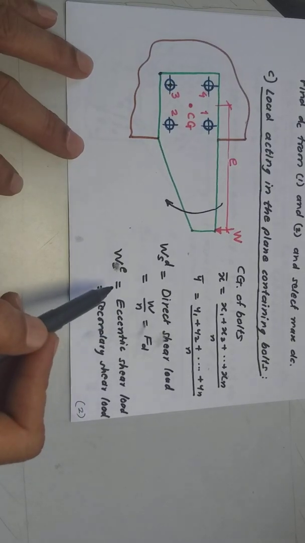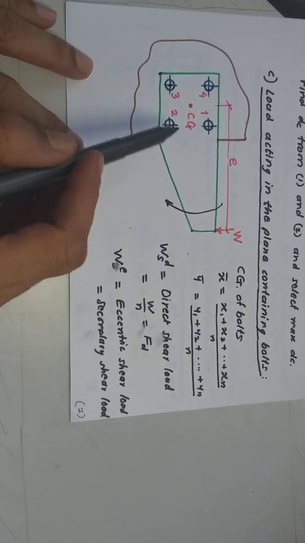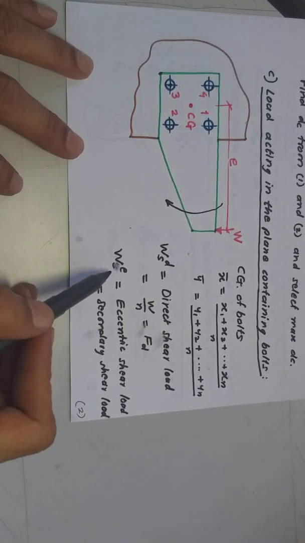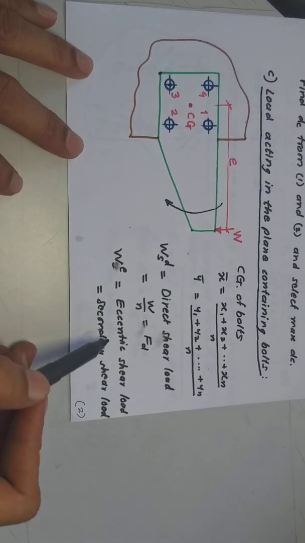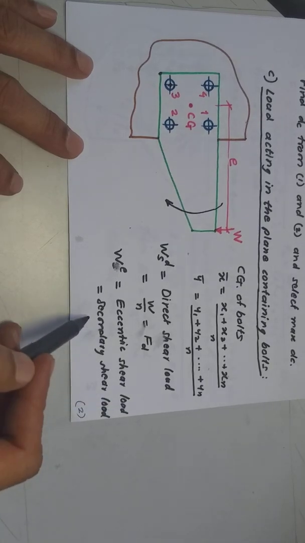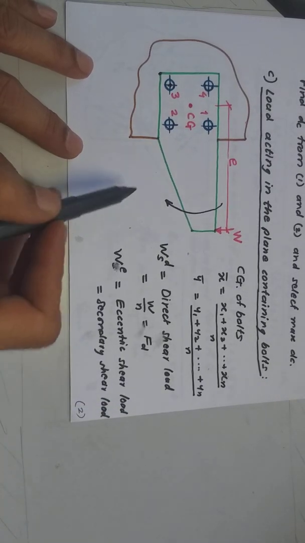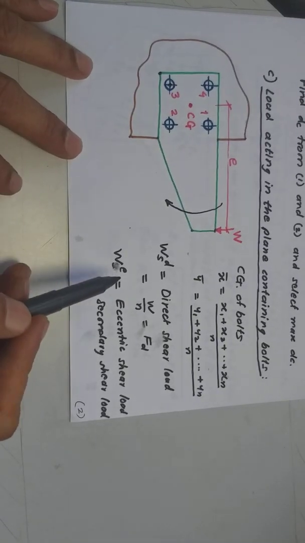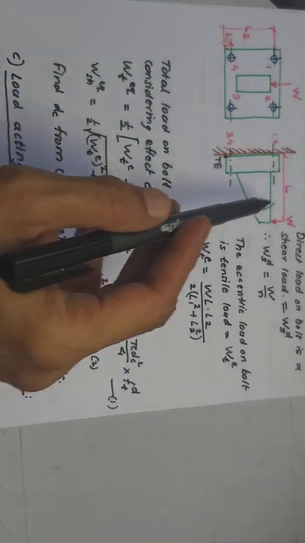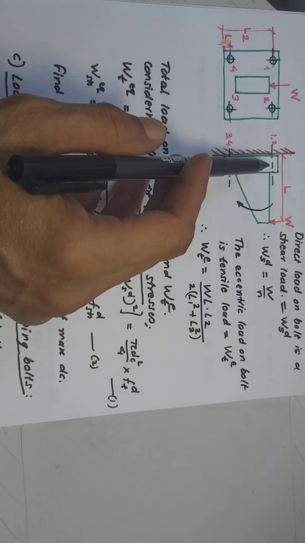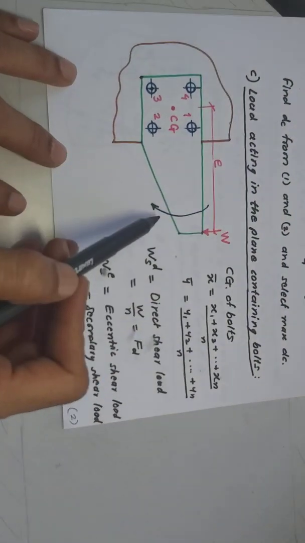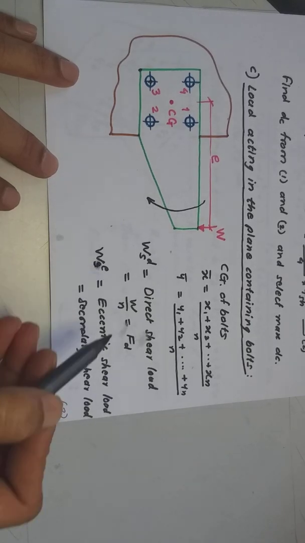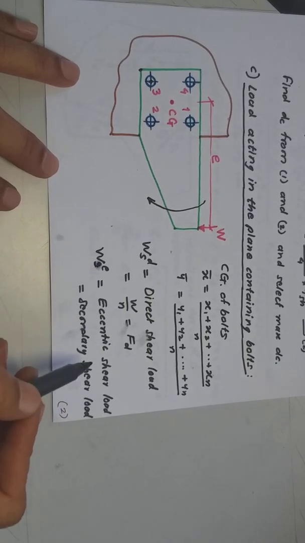Then the next is the load because of the tilting action. Now we have to find out the load because of tilting action. I'll write here W shear eccentric is equal to eccentric shear load, which is also called a secondary shear load. You will notice here the eccentric load is causing a shear load. In the earlier example, the eccentric load was causing a tensile load. Here the eccentric loading is causing shear load. So this is W shear eccentric. How to find that, we have to see.